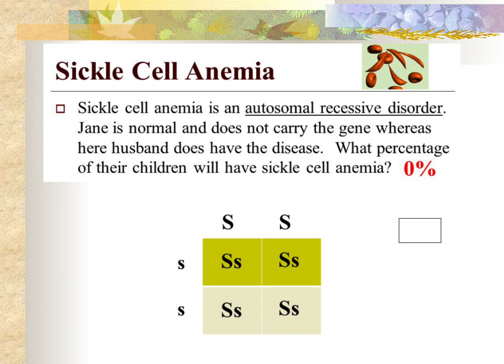Well, Jane is normal. She has 2 copies of the dominant gene. Her husband has 2 copies of the recessive gene. He has sickle cell anemia. And so their children will all inherit a dominant gene from Jane, and so all of their children will have one normal gene. So none of them will have the disease, but they will also inherit the recessive gene from their father. So they will all be carriers.